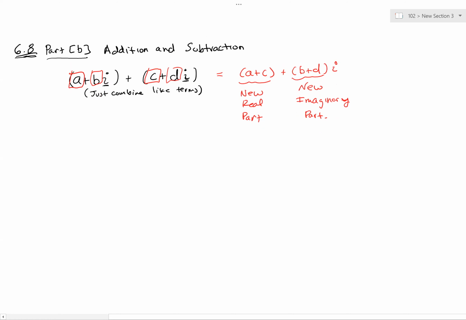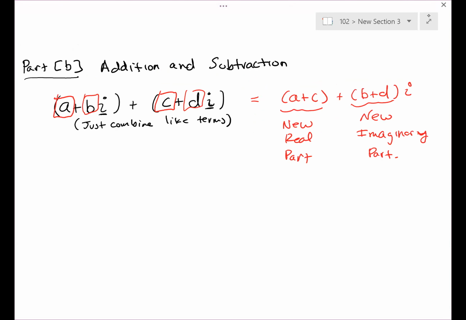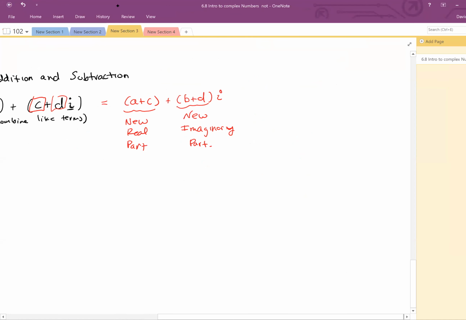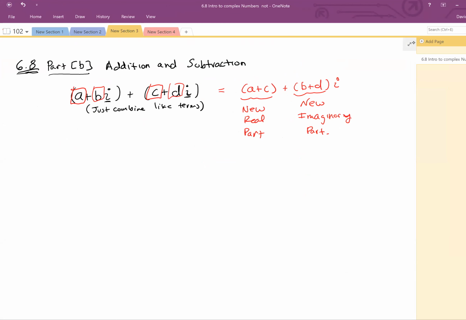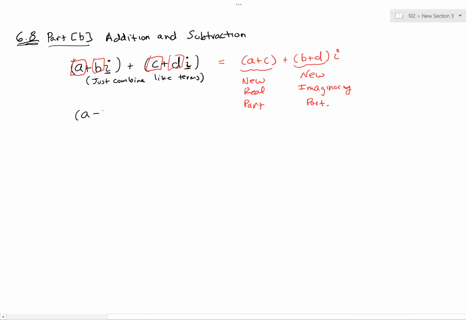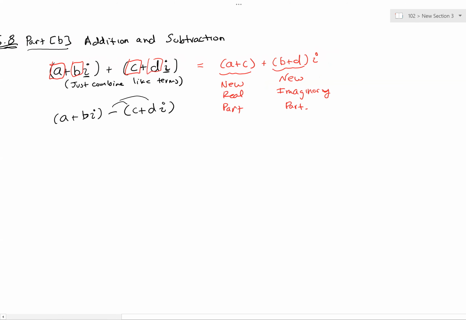Subtraction is almost the same. So for subtraction, if I were doing a plus bi minus c plus di, it's basically the same idea. One option would be to distribute that negative in. And in fact, that's how I'll do it in examples. But again, it's just subtraction.